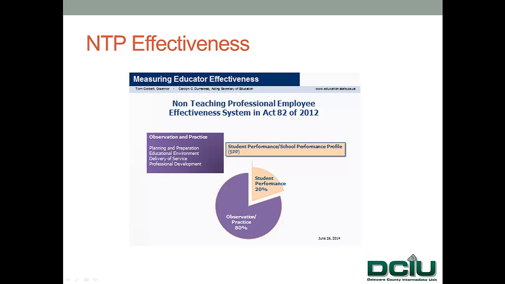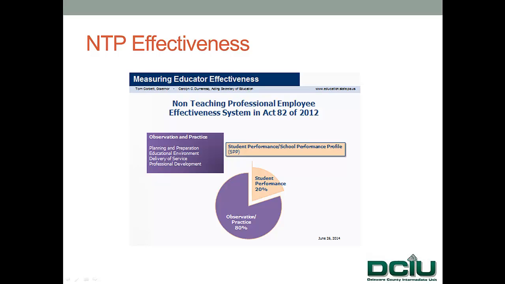For non-teaching professionals, much like teachers or administrators, if that non-teaching professional goes between buildings and has responsibility, say, equally among 3 buildings, the appropriate student performance measure would be to look at a combination of those ratings, an average of those 3 SPP scores.